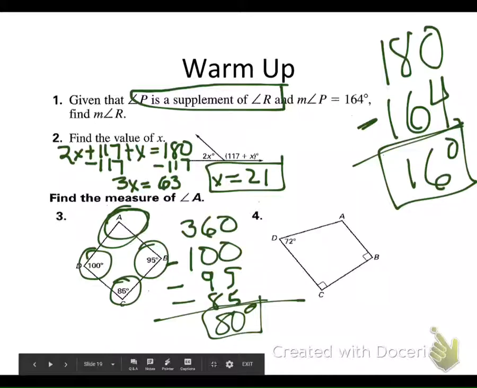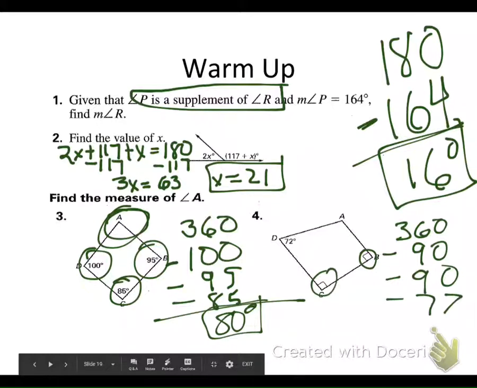Okay, so we're going to do the same thing here. 360 minus 90 minus 90 minus 72. That's 108.